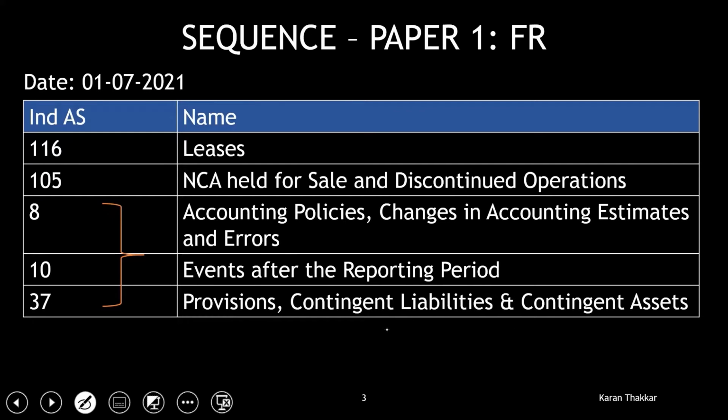On 1st July morning, start with Ind AS 116, that is leases. A very important topic from examination point of view. Follow it up with Ind AS 105 and then do three topics which are interconnected. So Ind AS 8, 10 and 37. These three Ind AS are such that they can be mixed with other Ind AS also. So you can expect a small 5-mark question from one of these either separately or combined with other Ind AS.